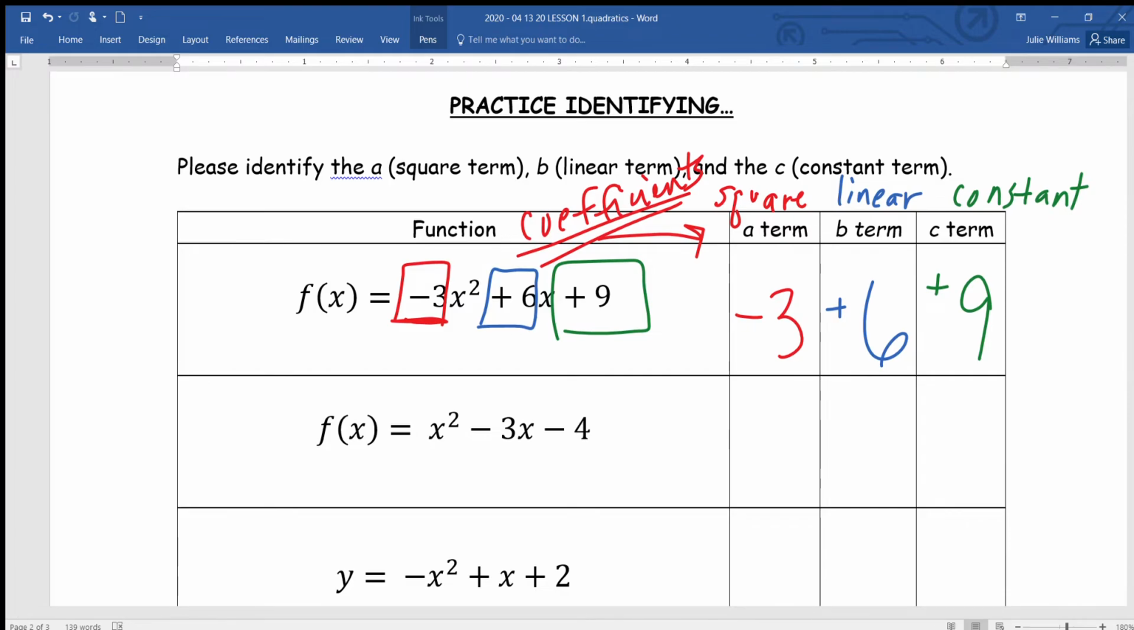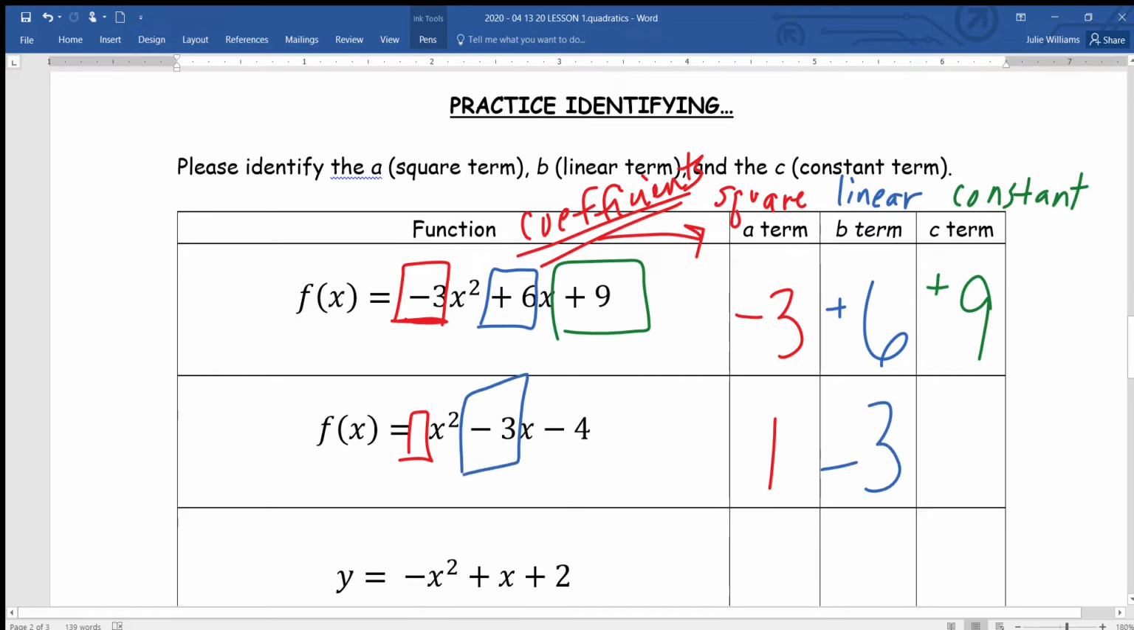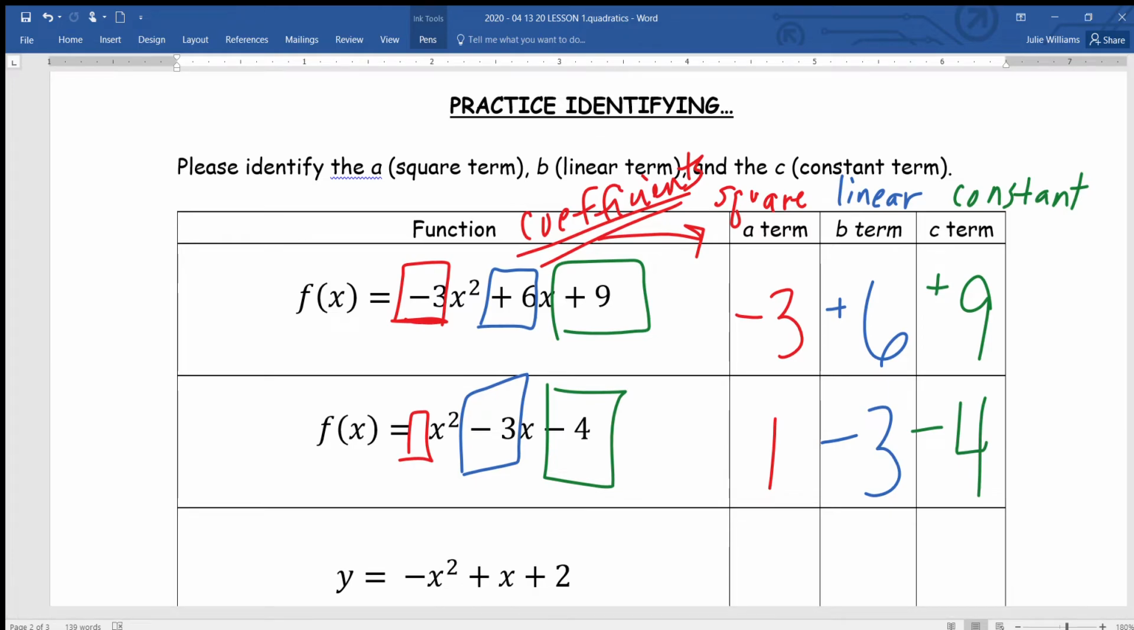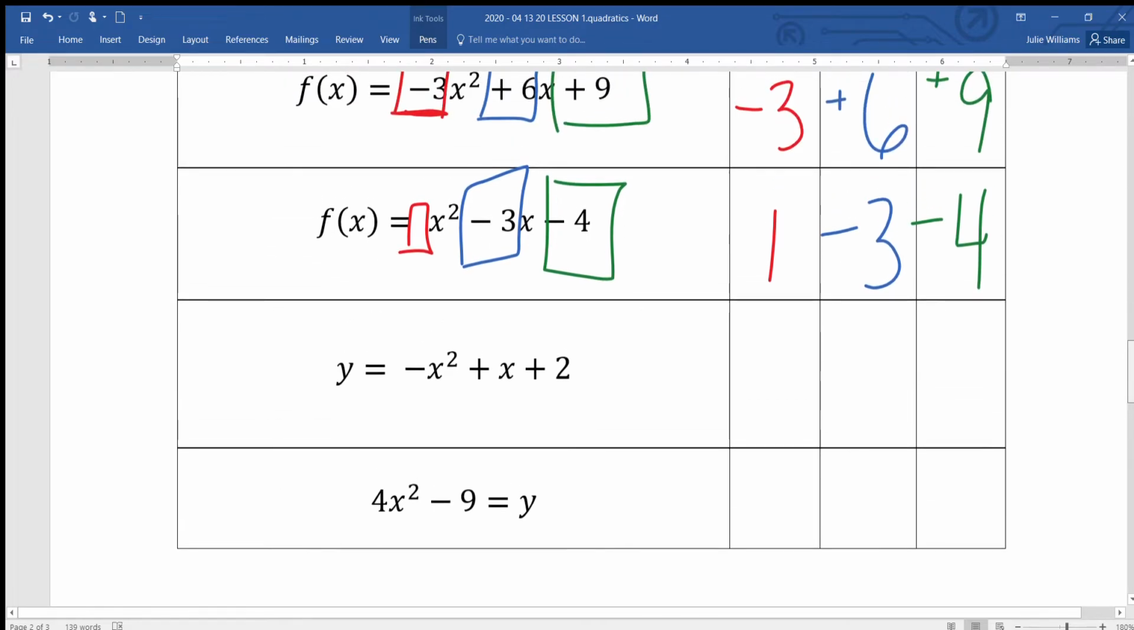All right, so the a term, +1, because it's understood that there's a +1 there. It's an invisible 1. The b term, including that symbol, is -3. And then the c term, including the symbol, is -4. Okay, 2 more to go.